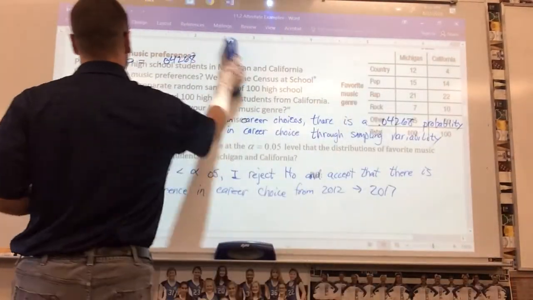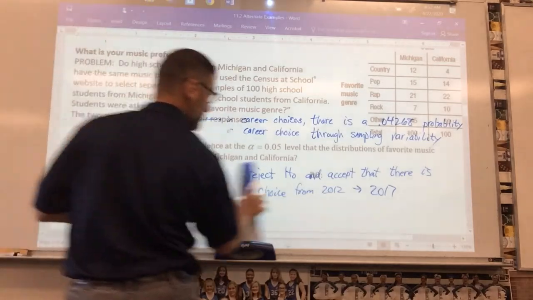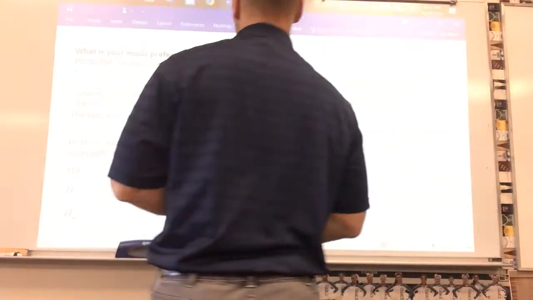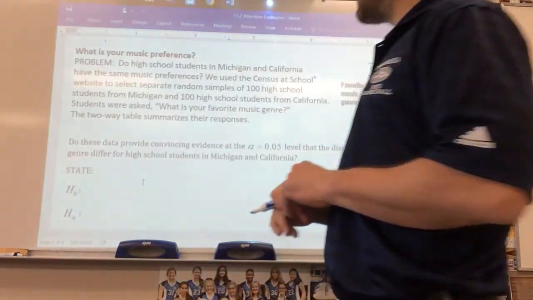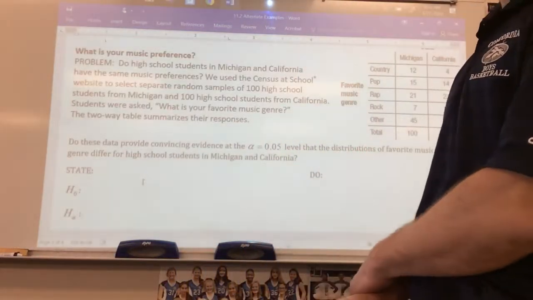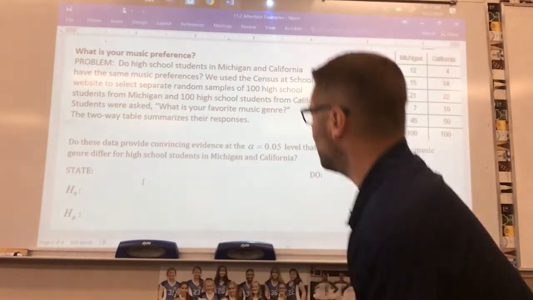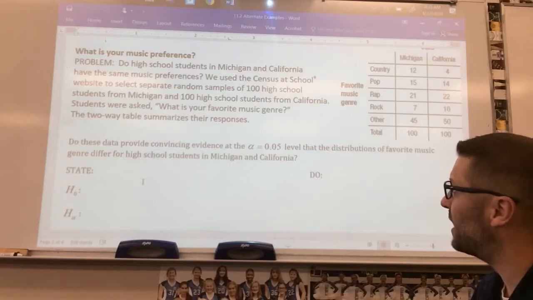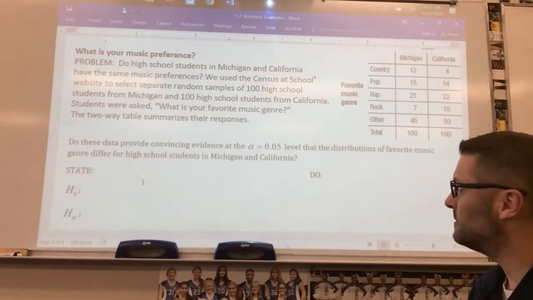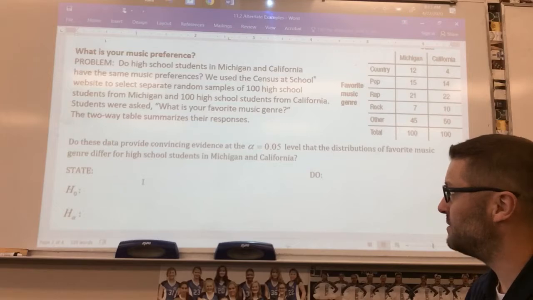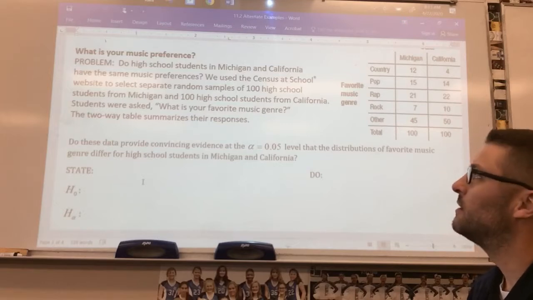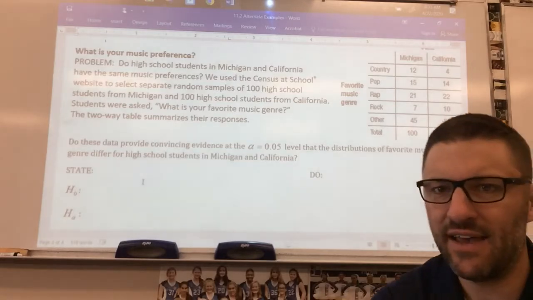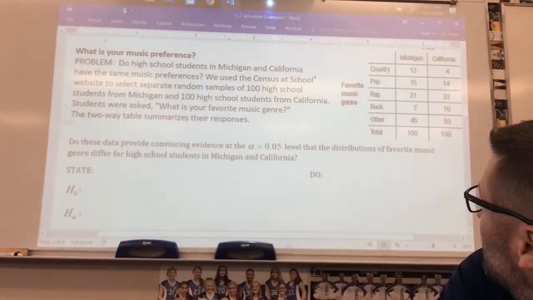Next problem. What is your music preference? Do high school students in Michigan and California have the same music preference? We use a census at school website to select separate random samples of 100 high school students from Michigan and 100 high school students from California. Student asks, what's your favorite music genre? The two-way table summarizes their responses. Does the data provide convincing evidence at the 0.05 level?